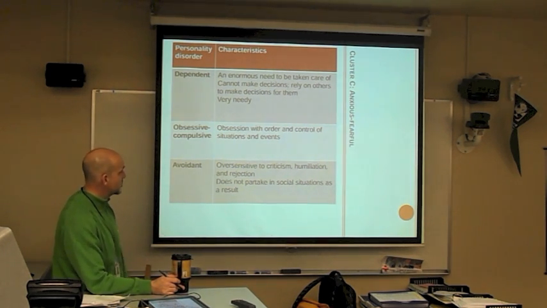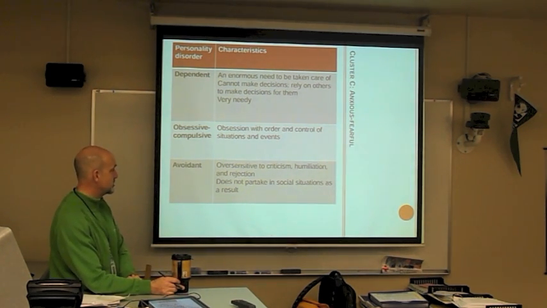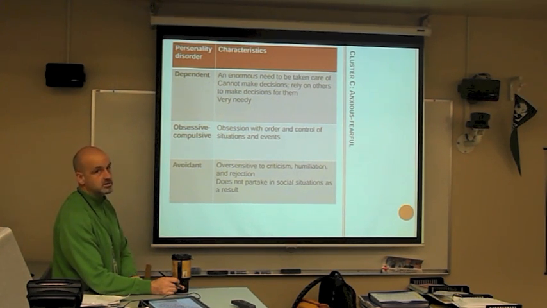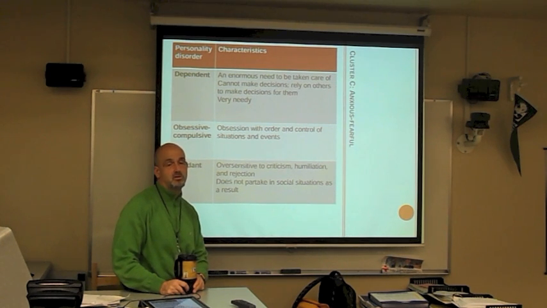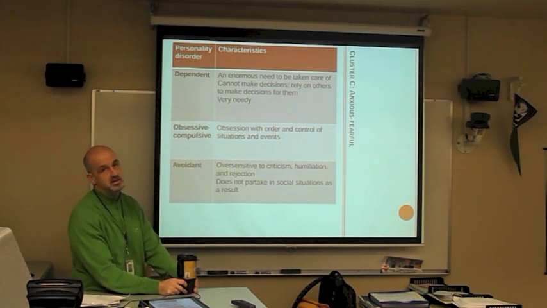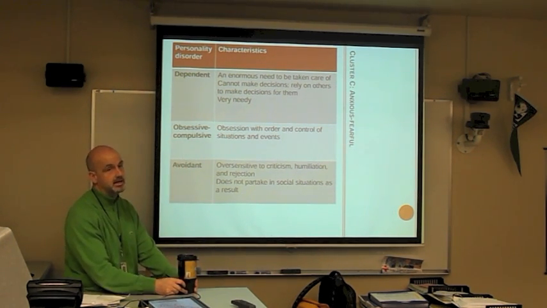Now, avoidant is they're oversensitive to criticism, humiliation, or rejection. They don't partake in social situations. This is the person you can't talk into trying new things, because they will meet you with 10, 15, 20 reasons why they will fail. They are very sensitive to rejection, and their only way of controlling it is not to involve themselves in anything where there will be any.